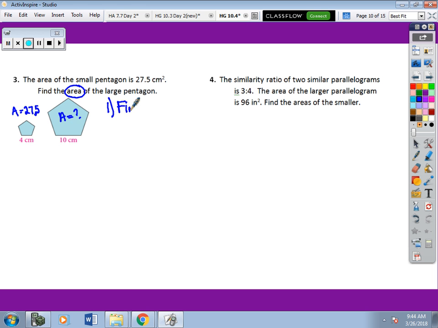So the first thing you have to do is you have to find the area ratio. So the similarity ratio is 4 to 10, or 2 to 5 if we reduce it. The area ratio, remember, we have to square those. So that will get me 4/25.